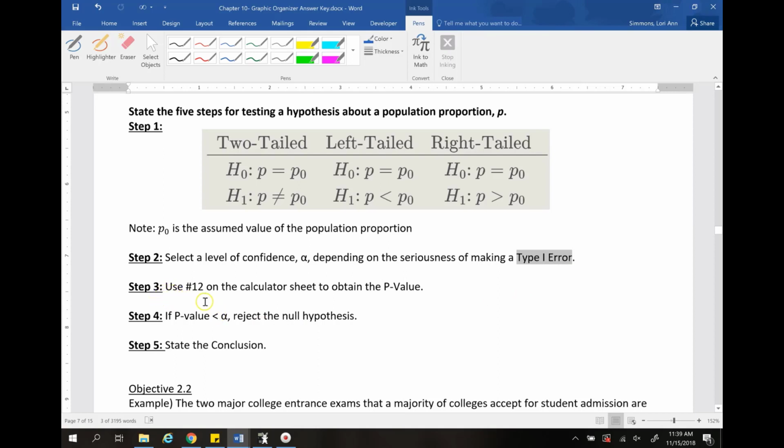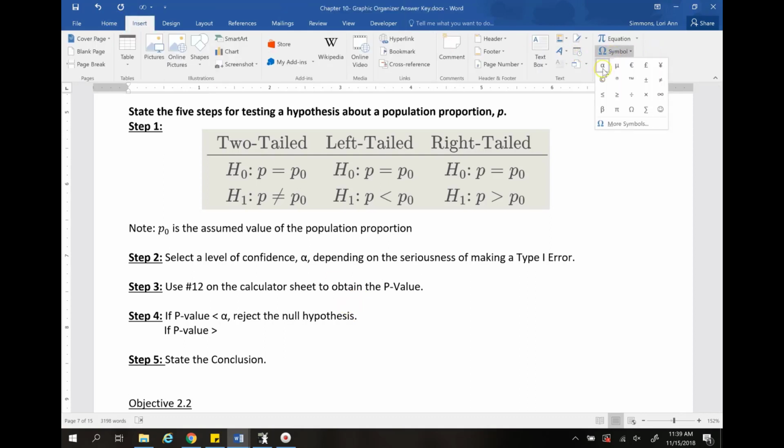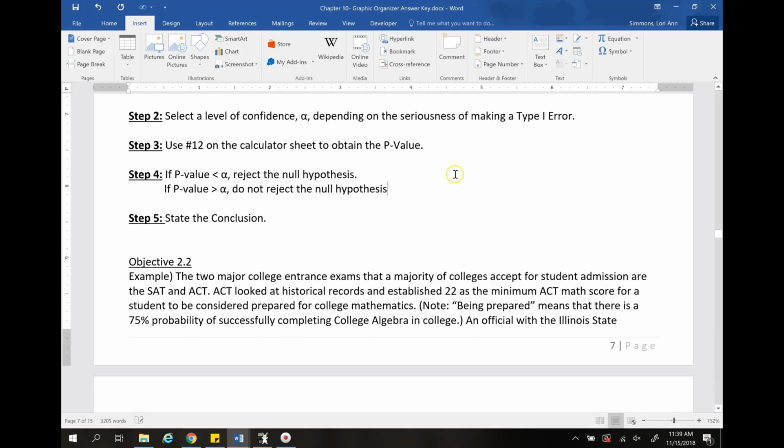Step 3 is use number 12 on the calculator sheet to obtain the p-value. Step 4, if the p-value is less than alpha, reject the null hypothesis. And we can add in here, if p-value is greater than alpha, we can say we do not reject the null hypothesis. And then you can state your conclusion.